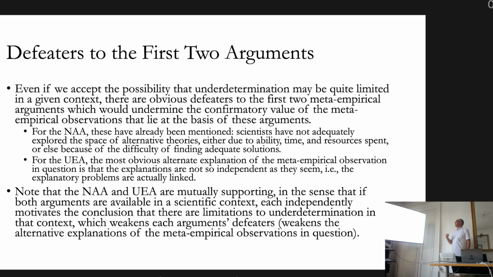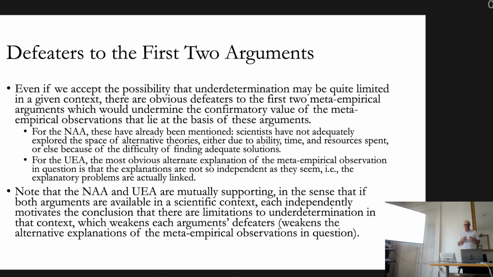Even if we accepted the possibility that underdetermination is quite limited in a given context, there are very obvious defeaters to both of these first two meta-empirical arguments. These defeaters would undermine the confirmatory value of these meta-empirical observations, the observations that lie at the base of these arguments. So we already discussed the ones for the no alternative argument. Scientists haven't adequately explored the space of alternative theories due to ability, time, resources spent, and so on. Or maybe the problem is extremely difficult, finding explanatory solutions, and so on. Right? These are relevant defeaters to a meta-empirical argument that suggests the limitations to underdetermination.